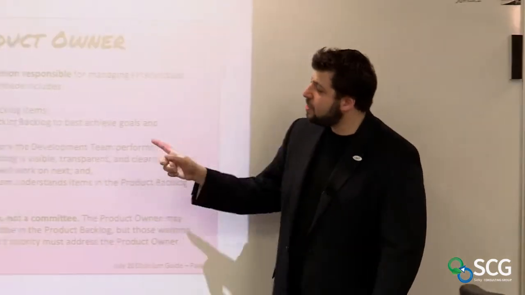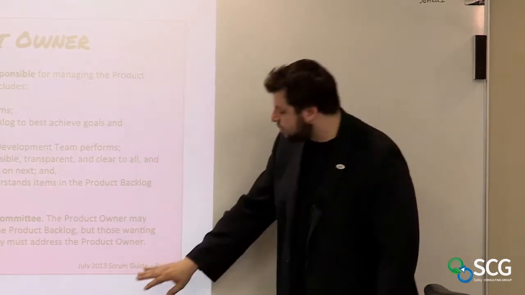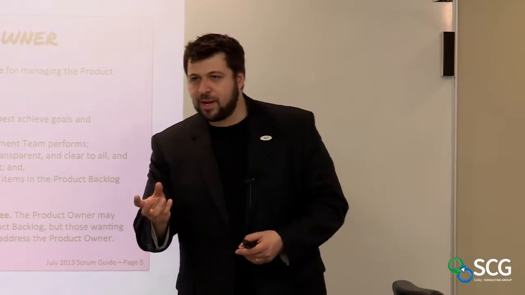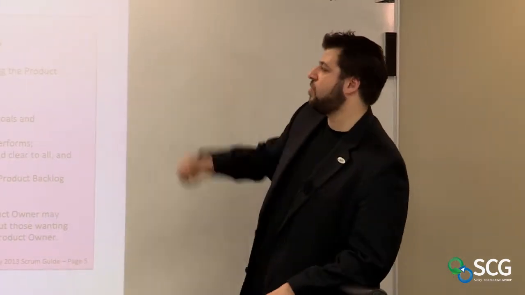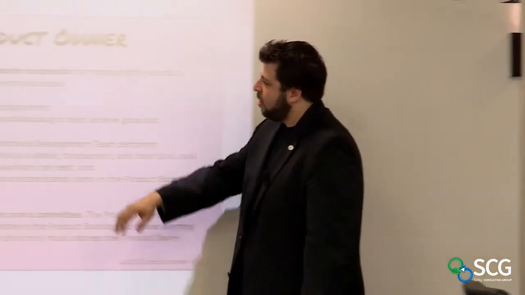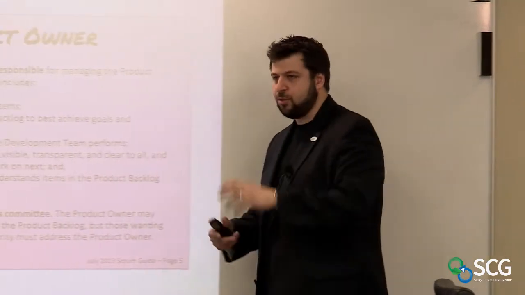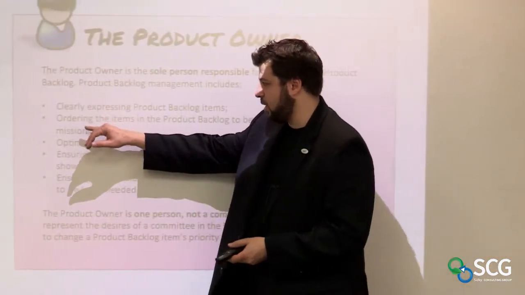Now, here's the definition of the product owner as per the Scrum guide. So Scrum has a methodology. Here's the guide that says, here's what the product owner should do. They say the product owner is the sole person responsible for managing the product backlog. The product backlog is the big to-do list for all the items in the project.